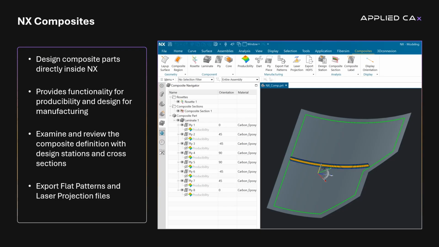The Composites application in NX has a user-friendly interface. The Composites ribbon tab guides users through the process of defining a composite part by working the features from left to right, starting with defining the layup surface.